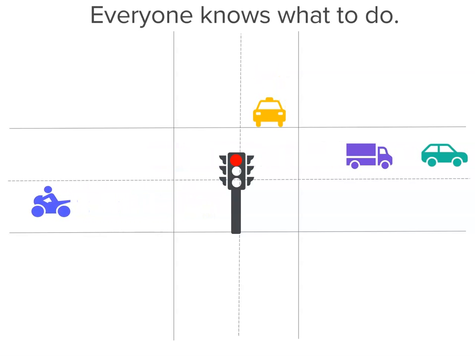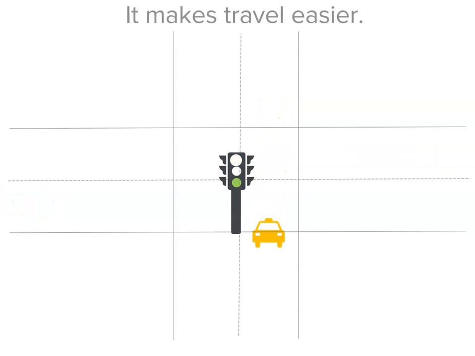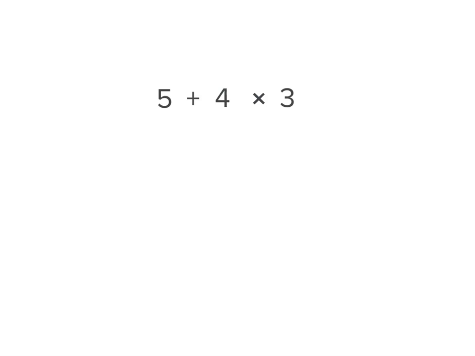Now, in this situation, there's a red light, but when that light turns green, this car knows it's time to go. So it makes travel easier. Well, it's pretty similar to that with maths. If we had no rules, look what might happen.